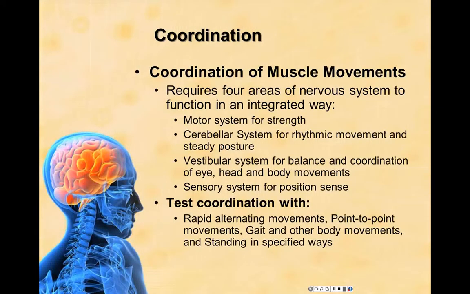Coordination requires 4 areas of the nervous system to function in an integrated way. We need the motor system for strength, the cerebellar system for rhythmic movement and steady posture, the vestibular system for balance and coordination of the eye, head, and body movements, and then the sensory system for position sense. So coordination requires all of these areas to function together. We would test coordination with the rapid alternating movements, point-to-point movements, gait, and other body movements, and standing in specified ways.